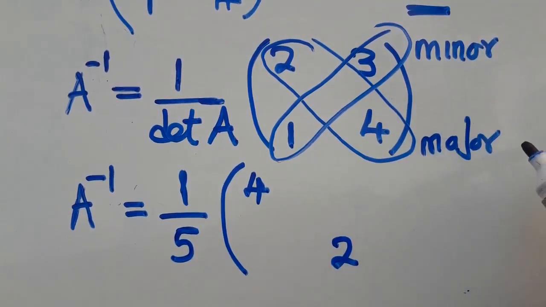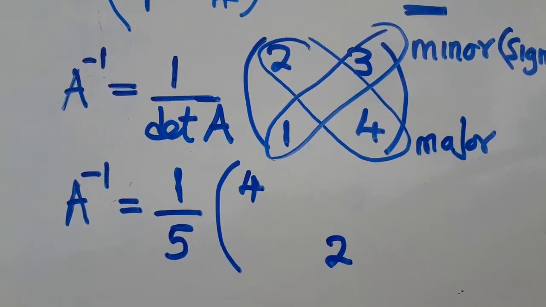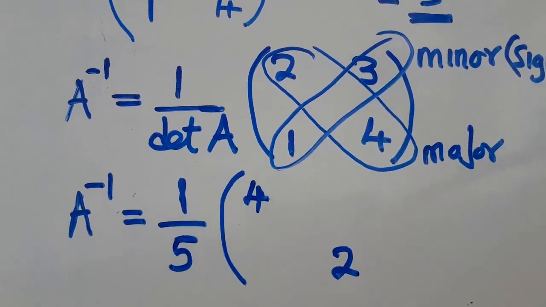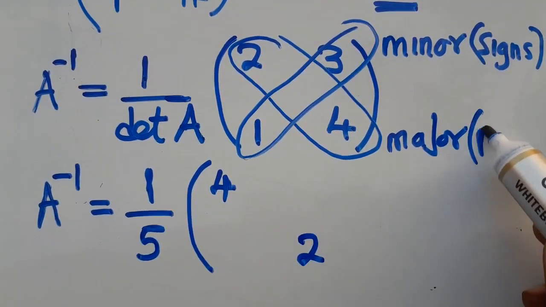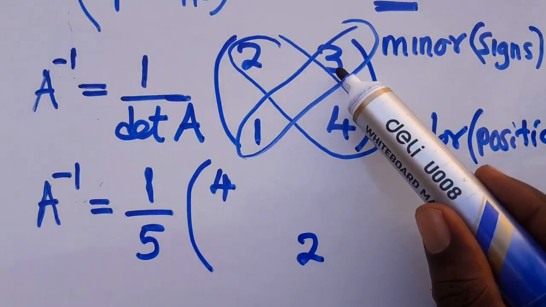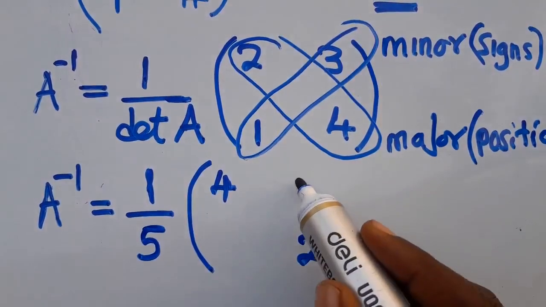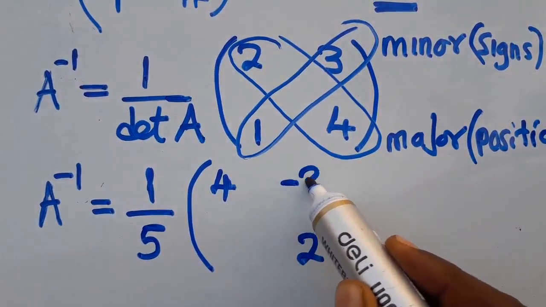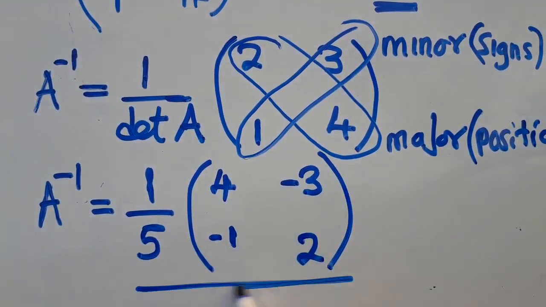So this minor diagonal, what changes are signs. Major diagonal, it's positions. So you understand this. If it is a negative, it becomes a positive. If it is a positive, it becomes a negative. So this is a positive, it will become a negative, so negative 3. This is a positive, becomes a negative, like this. This is the inverse.